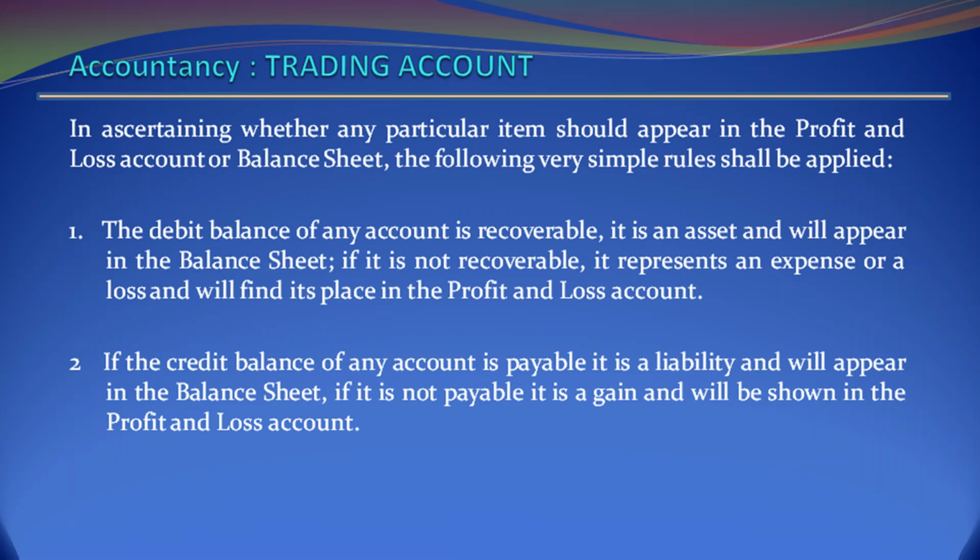In ascertaining whether any particular item should appear in the profit and loss account or balance sheet, the following very simple rules shall be applied. 1. The debit balance of any account, if recoverable, is an asset and will appear in the balance sheet. If it is not recoverable, it represents an expense or a loss and will find its place in the profit and loss account. 2. If the credit balance of any account is payable, it is a liability and will appear in the balance sheet. If it is not payable, it is a gain and will be shown in the profit and loss account.